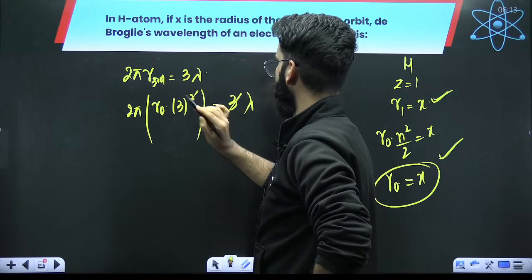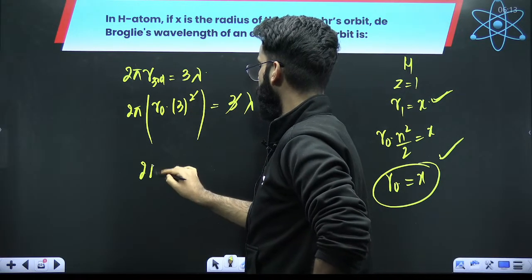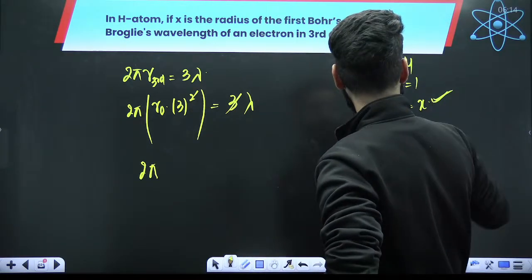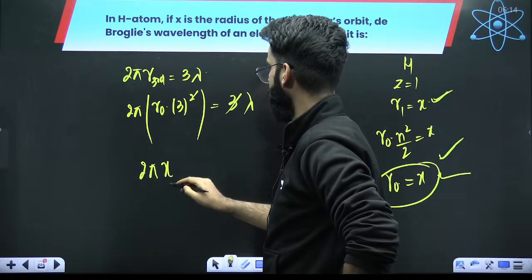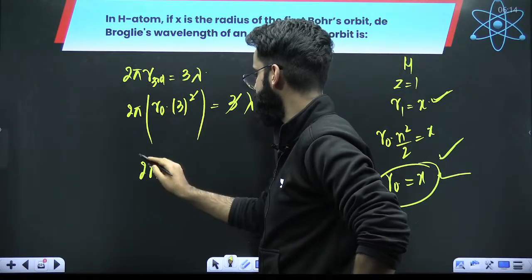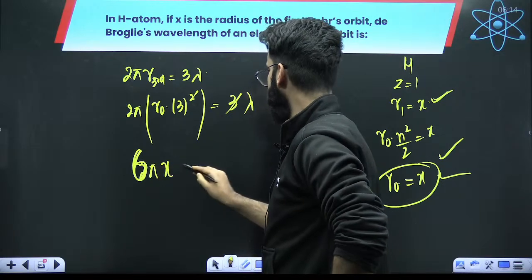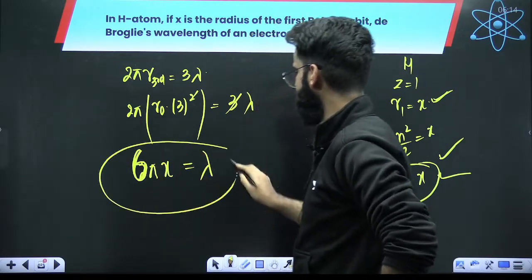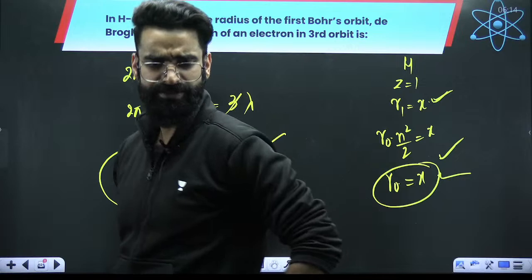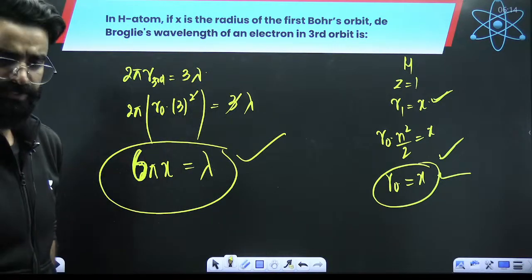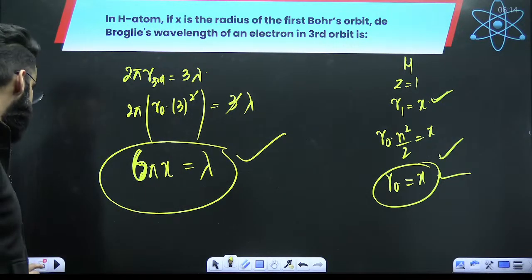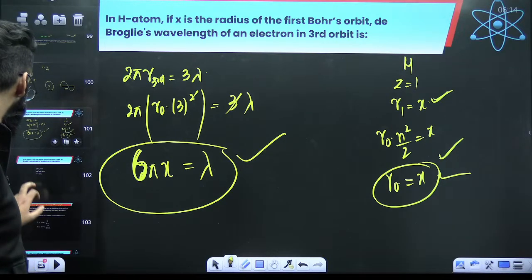So one of the 3s got cancelled, right? So it's going to be 2 pi. Instead of r0, you are going to write x, right? This is 3 2s are 6. Perfect. So 6 pi x is equal to lambda. This is the answer of the question. I believe you can solve it. Right? 6 pi x is equal to lambda.